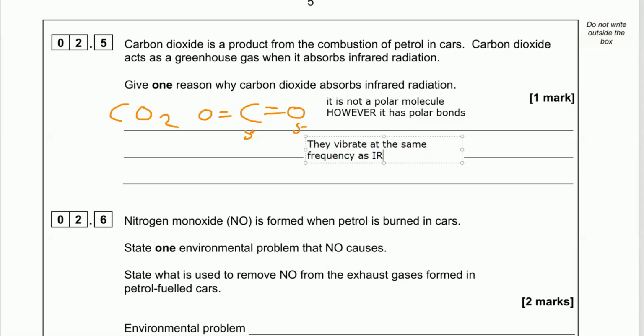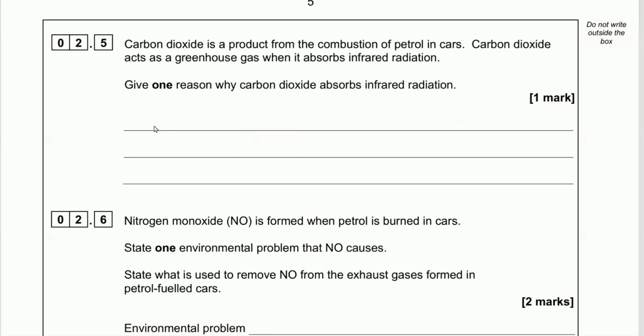So the polar bonds vibrate at the same frequency as infrared radiation. But you will just get the mark for saying it's a polar bond and therefore it vibrates, and that will get you the mark. Make sure you don't call it a polar molecule because it's a linear molecule and the polar bonds cancel each other out overall. So overall, the molecule is not polar, even though the individual bonds within it are.